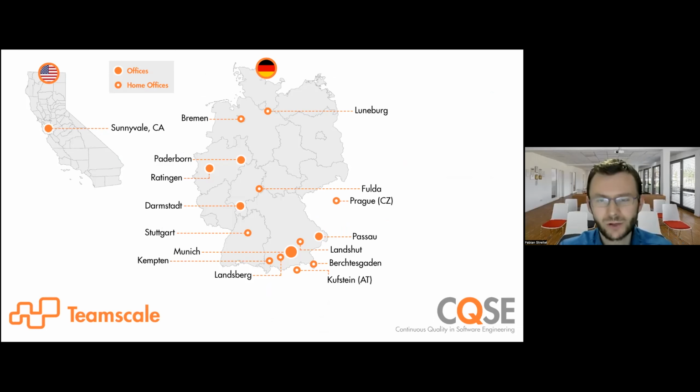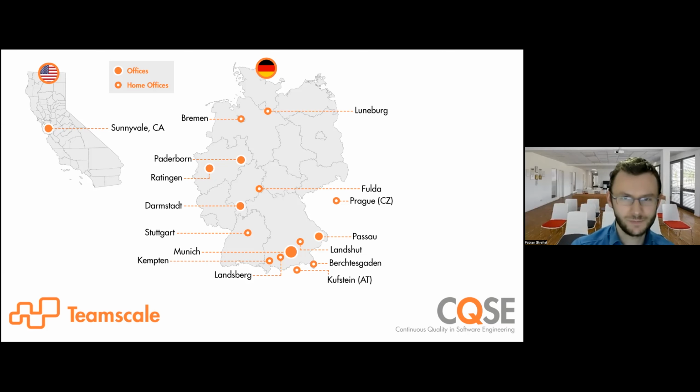Before we go into the actual nitty-gritty, here's a bit about our company, because I don't know how well you know us yet. We are CQSE. We've been around for over 10 years now. We originally came from TU Munich as a startup from there, but we've spread across all of Germany, and we also have an office in Sunnyvale, California, so in the Silicon Valley, for our American customers. So if you are Germany based, there's a good chance we have somebody near you. We make TeamScale, a tool for static and dynamic code analyses, and one of these analyses is the test gap analysis that we're showing today.